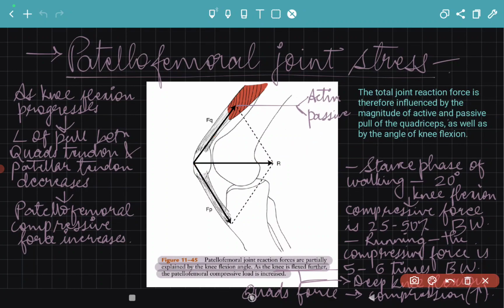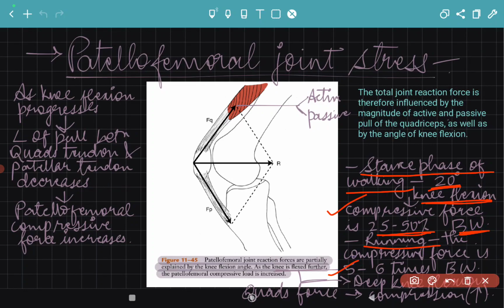If we consider daily activities such as walking or running, in the stance phase of walking there is about 20 degrees of knee flexion occurring, and during that stance phase with 20 degrees of knee flexion, the compressive force on the patella is 25 to 50% of the body weight. Whereas in running, there will be more compressive force, which is about 5 to 6 times the body weight.